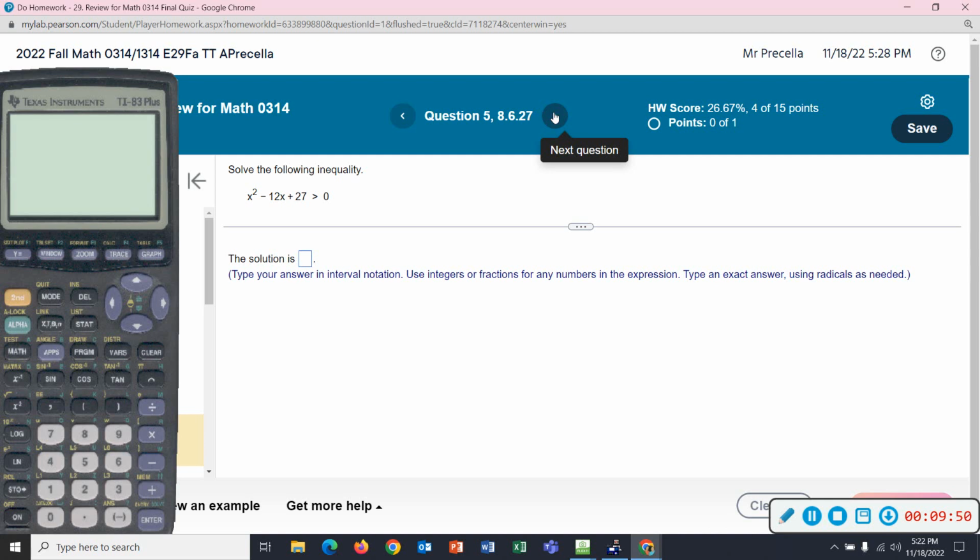Number 5. Oh, there's a greater than symbol in this one. So this looks like it's going to be a cut point problem. So problem number 5. Write it down. x squared minus 12x plus 27 is greater than 0. Type your answer in interval notation.